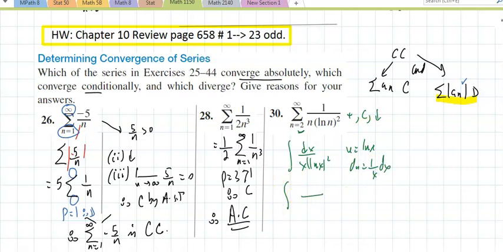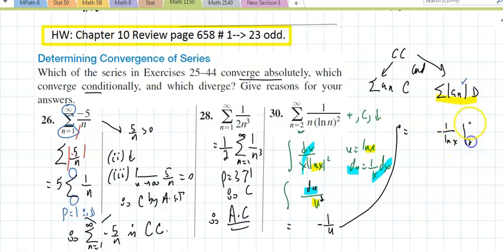This would become the integral of 1 over u squared, and that's simply my du. So this is like saying this is u to the negative 2, right? Add 1 to the power, divide by that. That would be negative 1 over u. That's as far as the integral goes. And that's going to be negative 1 over natural log of x, evaluated from 2 to t, taking the limit as t approaches infinity.